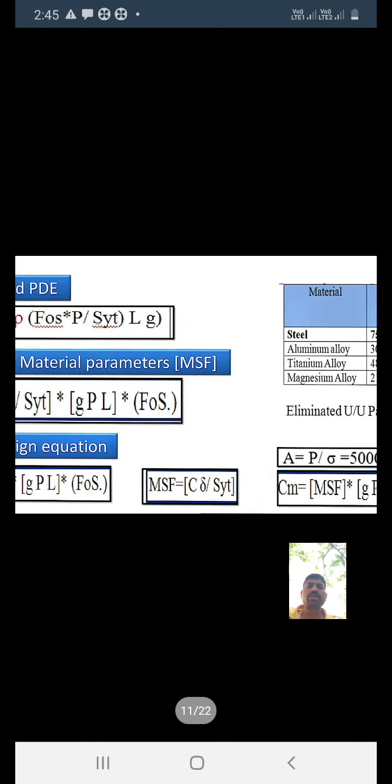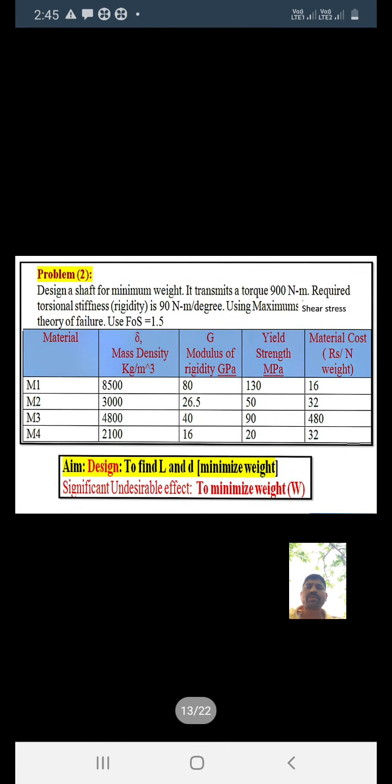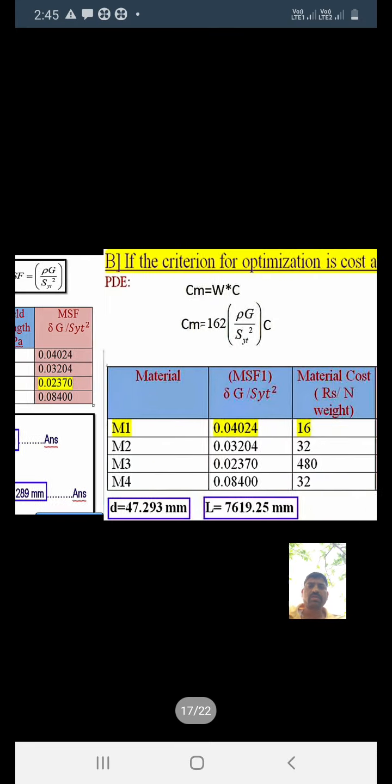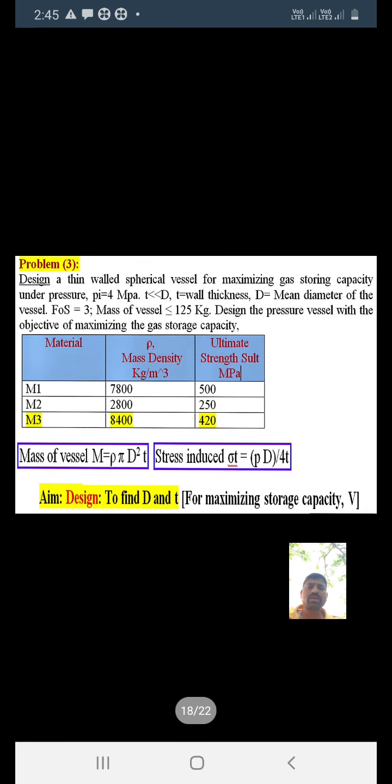We have solved two numericals, right? There we have solved the two numericals. Okay, then in a similar way you have to solve the third numerical. I will give this numerical for homework.